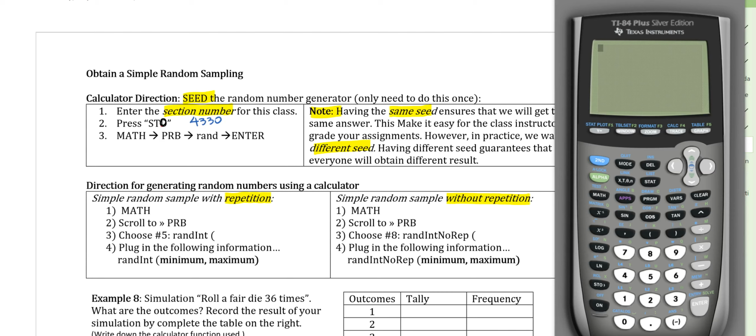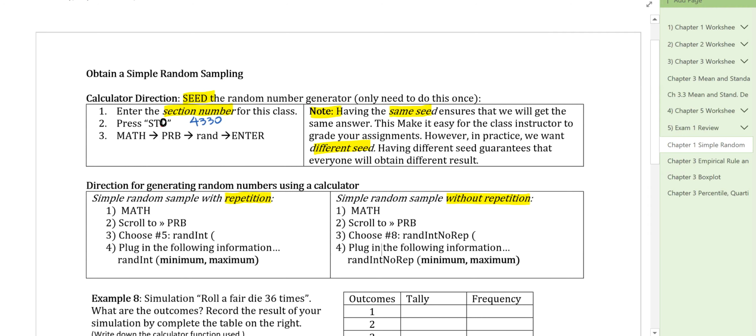Note that we only need to do this once. The reason we want to use the calculator is to make sure that everyone will have the same answer. This makes it easy for me to do grading. However, in real life, in practice, we actually want different seeds. Having different seeds will guarantee that everyone will obtain different results, which is what a truly random sample should be. All right, so first, let's set the calculator.